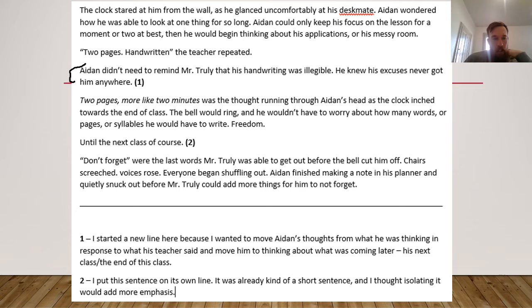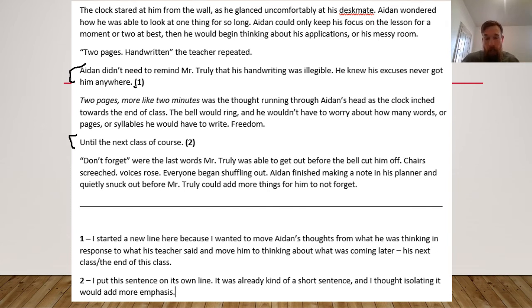So I chose here and here to consider spacing. This line, Aiden didn't need to remind Mr. Truly that his handwriting was illegible. He knew his excuse never got him anywhere. Then I go to the thought, 2 pages, more like 2 minutes. So I started a new line here because I wanted to move Aiden's thoughts from what he was thinking about, like the stuff that was in his mind beforehand, to what's coming next. So it's kind of like a before and after. That's why I wanted to do that spacing. And I just kind of did a normal paragraph break.